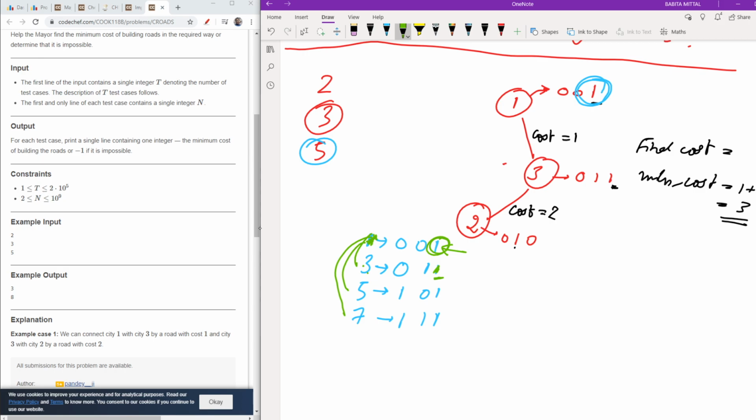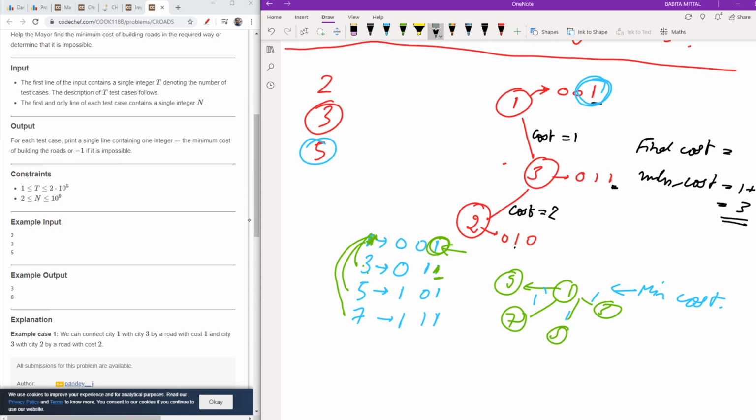So I will attach it with the node which has only one bit, which is the rightmost set bit, which is here 1 only. So if I attach 1 with 3, 1 with 5, 1 with 7, 1 with 9, the cost will always be 1, here it is 1, here it is 1, here it is 1. So it is the minimum cost which we will obtain. And we will have further examples for more clarity.